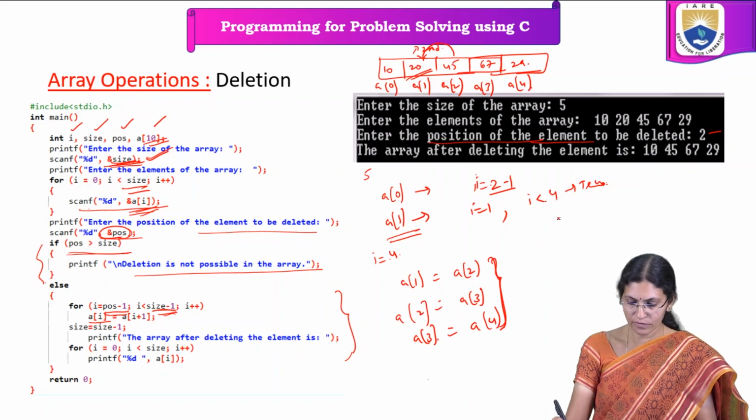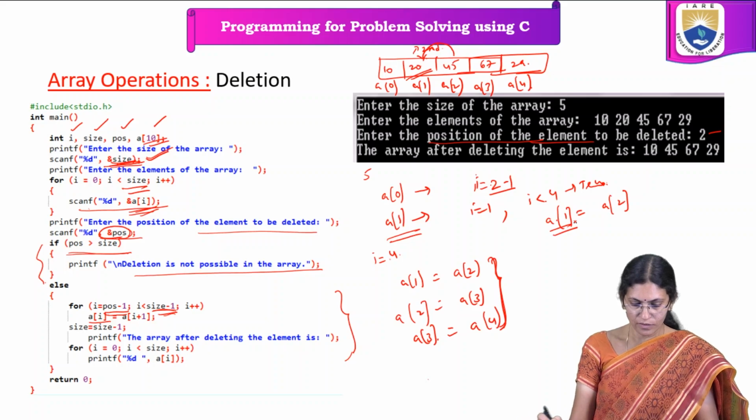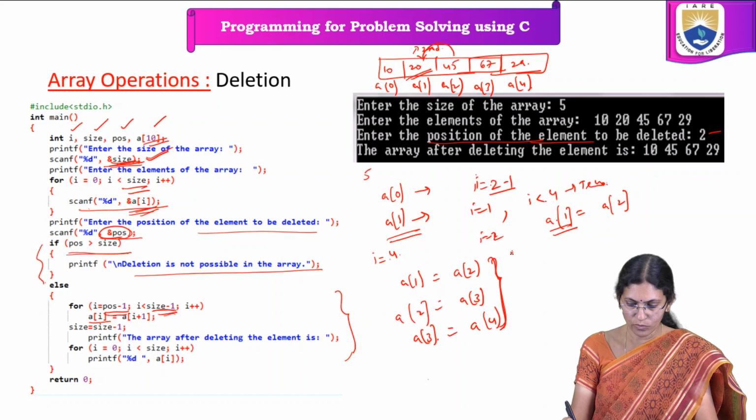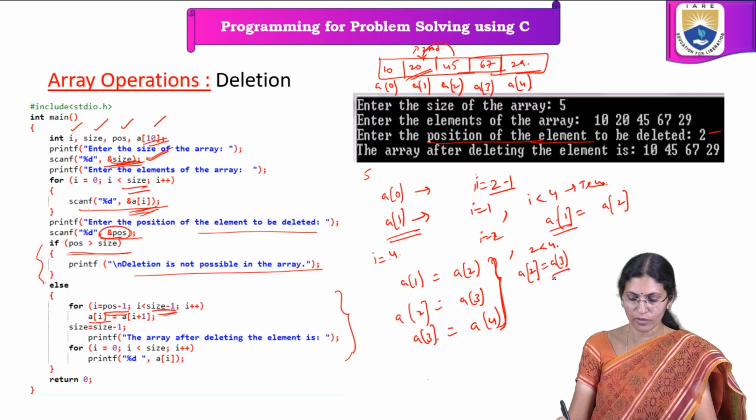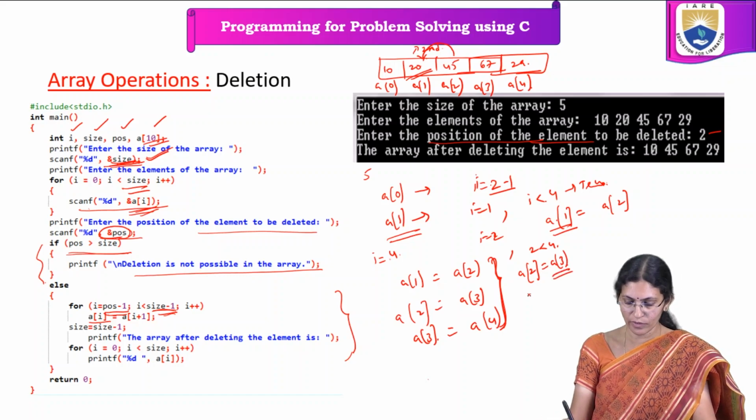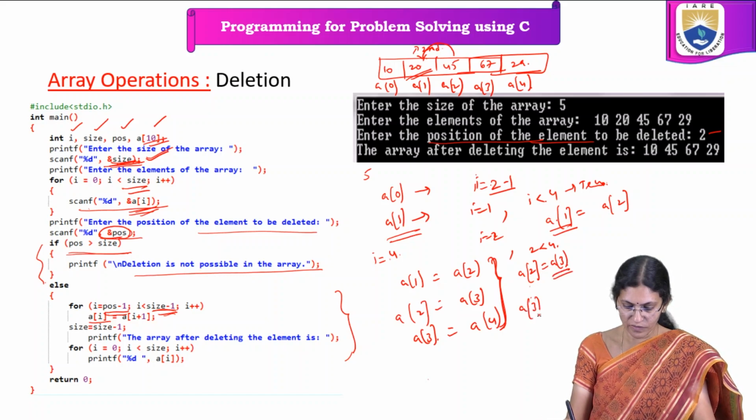Now A of 2 value is assigned to A of 1. Next, I value is incremented by 1. So now I is equal to 2, and 2 is less than 4. In this way, in the second iteration, A of 3 value is assigned to A of 2. In this way we can perform this. A of 3 is equal to A of 4.